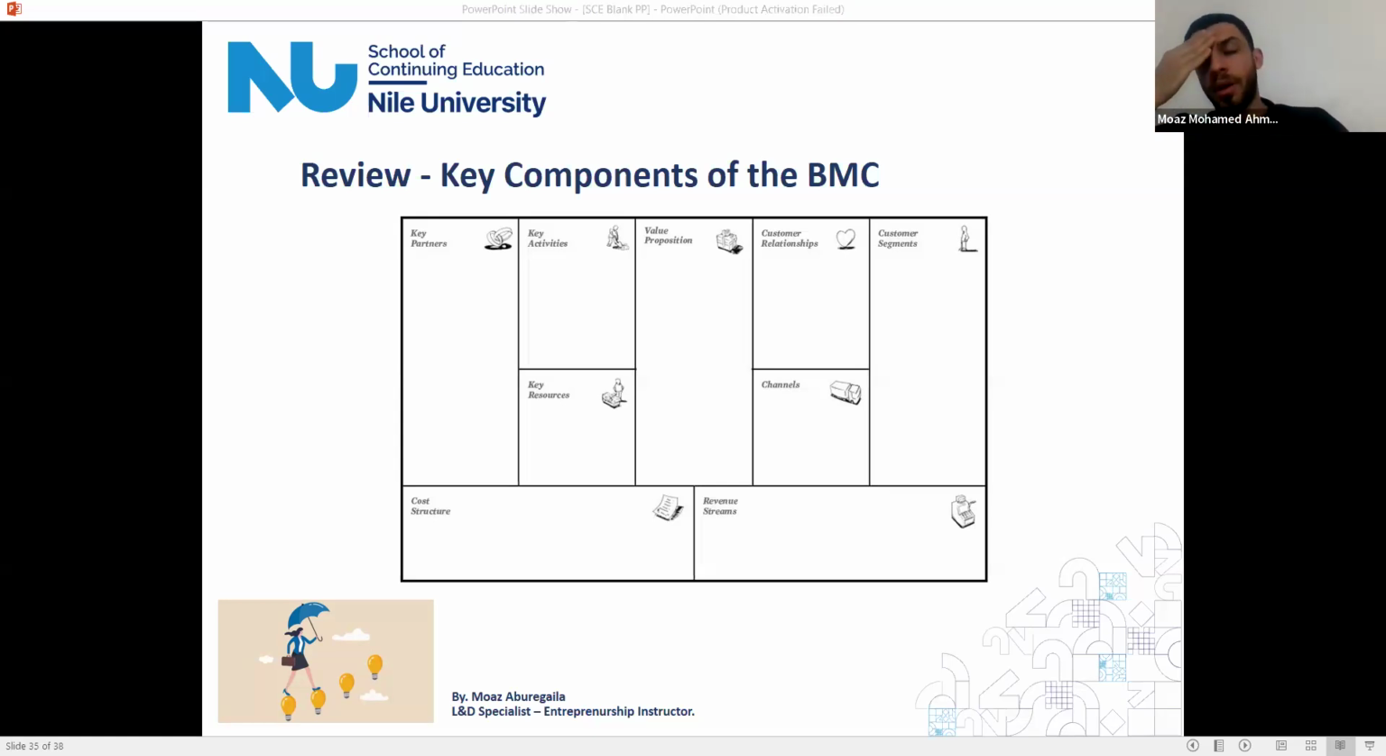And before we finish up, let's quickly review the key sections of the business model canvas. Business model canvas is a powerful tool that helps us to visualize our business so that we'll be able to test our idea, to test its viability, feasibility, and profitability before launching. We'll be able to collect customers' feedback and iterate to reach our final version of our product or service.